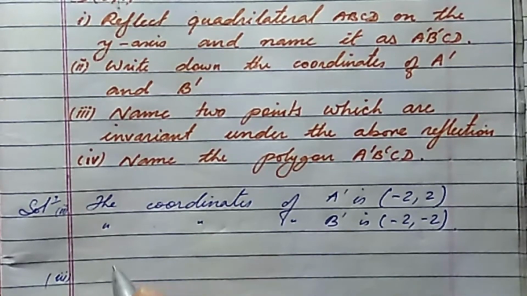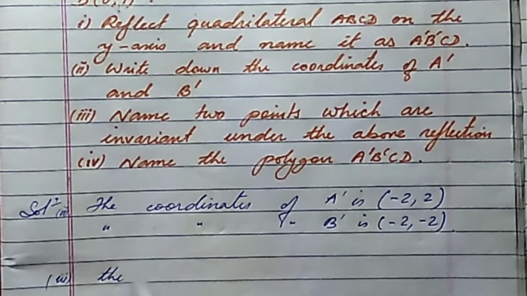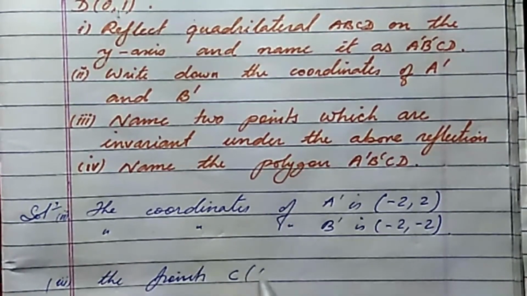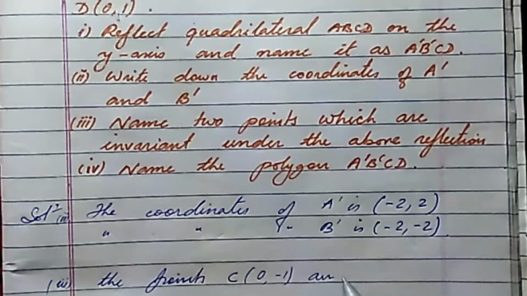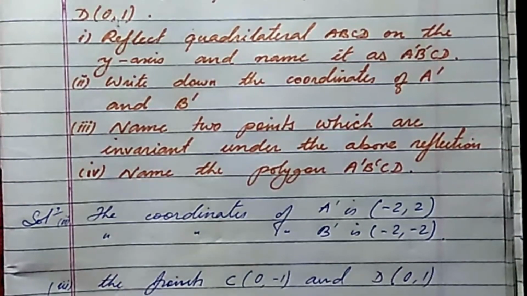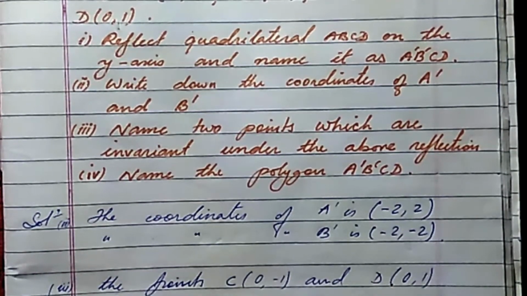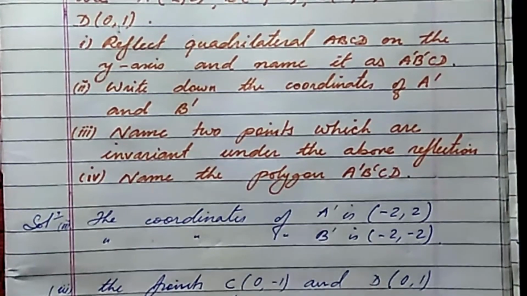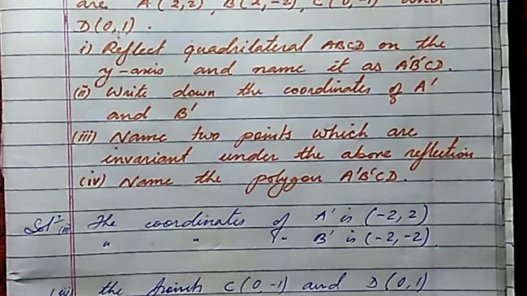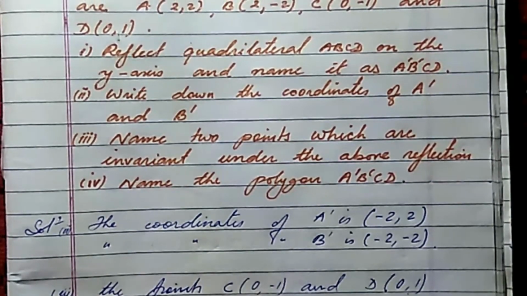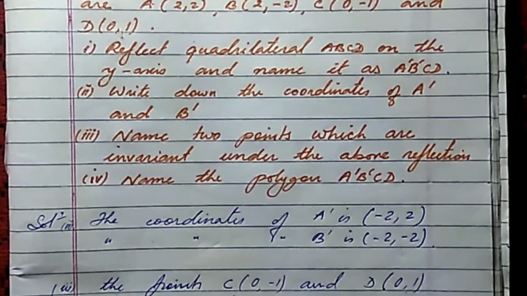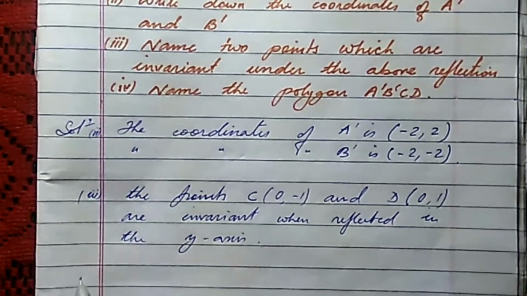So we will write the points C, which is 0, minus 1, and D, which is 0, 1, are invariant. When is it invariant? It is invariant when reflected in the y-axis. So we have answered number 3 also.